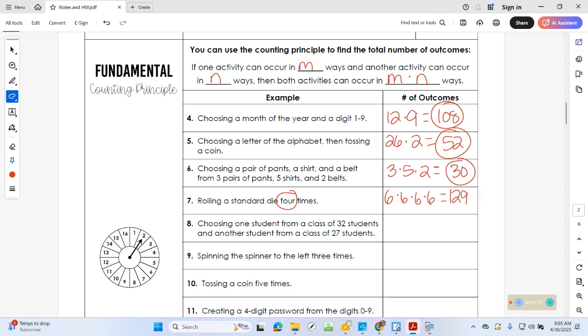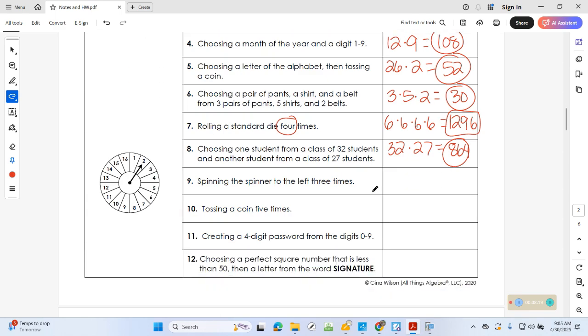Big number. What's 6 times 6 times 6 times 6? I'm sure glad we don't have to make a tree diagram with that many outcomes on it. Okay, choosing one student from a class of 32 and another from 27. Okay, 32 times 27, what do you get? Perfect. I don't know if we even need to do all of these, but they're easy, so we're going to do them all. Sometimes this thing just doesn't like to scroll for me.